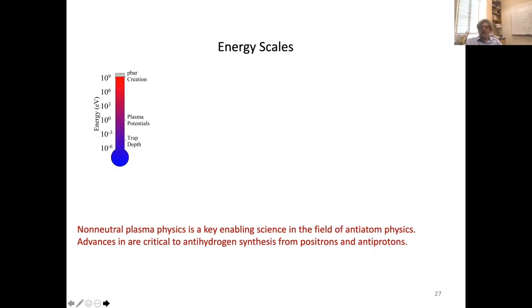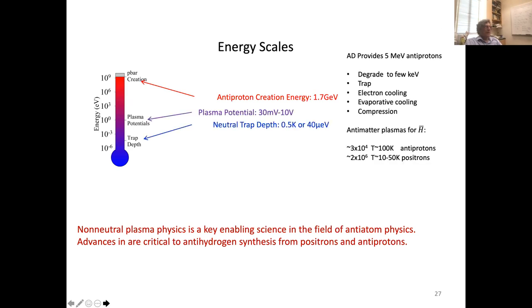Okay, energy scales. Given the time, I don't think I'm going to talk about this a lot. I just want to say that we really need to cool things to low temperatures. Currently we can make antihydrogen whose average temperature corresponds to maybe twice the speed of a major league baseball pitch. Okay, so that's pretty slow. And with laser cooling, we're going to get to slower than that. So that's pretty slow.